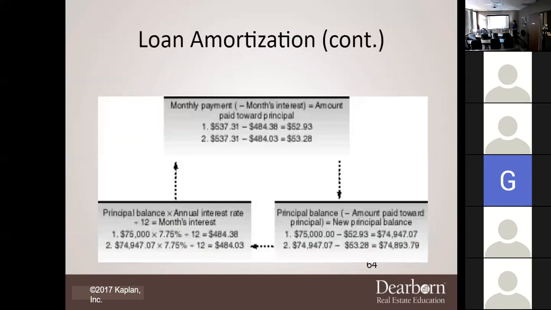Again, this gives you a little example y'all can run through. It's just giving you an example of the payment versus the interest, what exactly is being broken down into interest and what's being applied to principal.